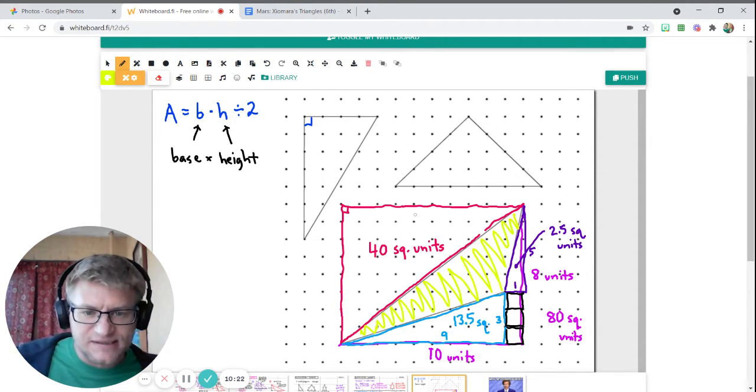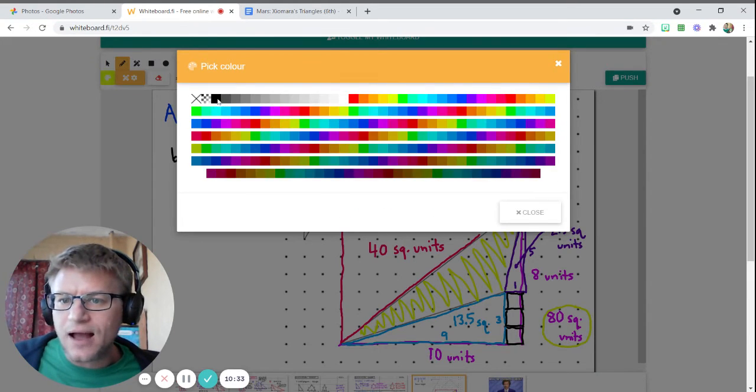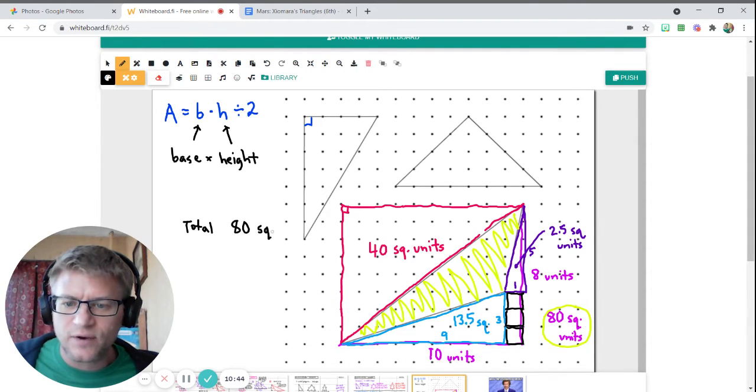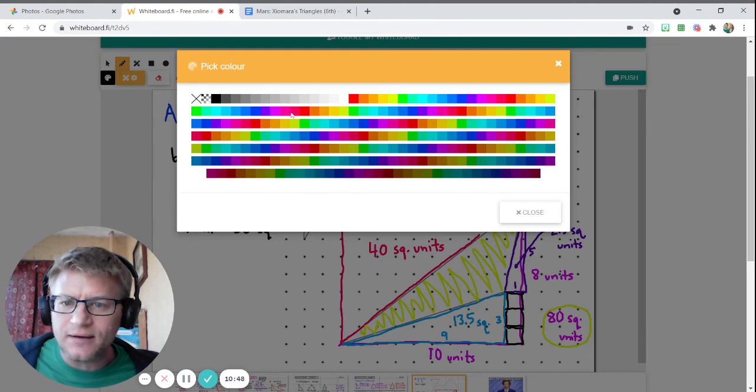So all the rest of it is, if the whole thing was 80, remember this? This is the entire thing, right? So now I have a little calculation to do. I'm going to say the total of the rectangle was 80 squares, and I'm going to take away all the rest. I'm going to take away the pink.